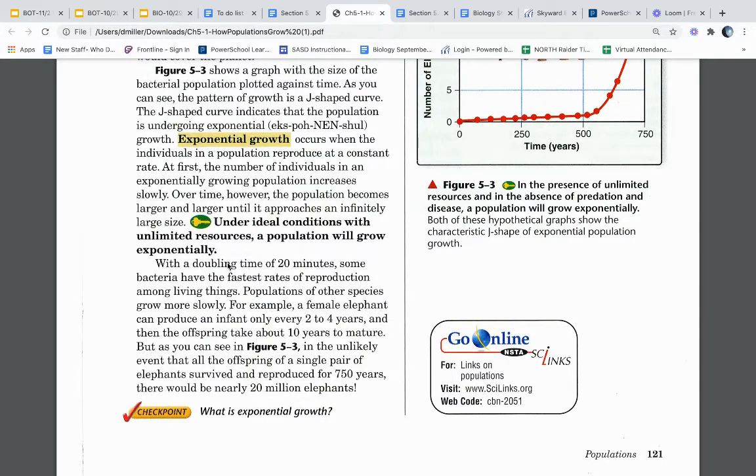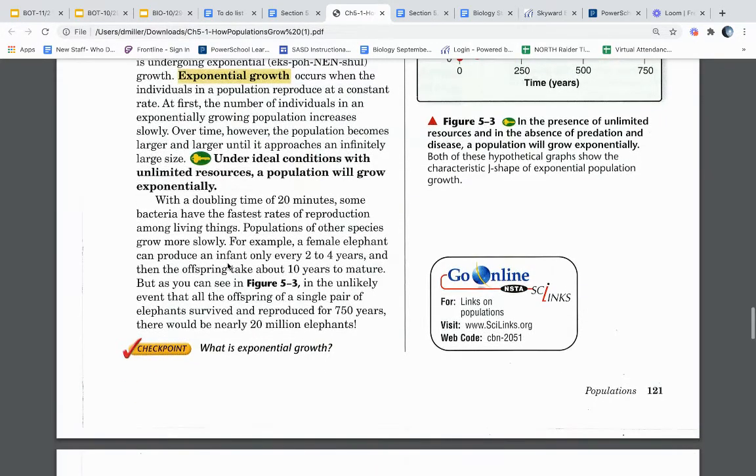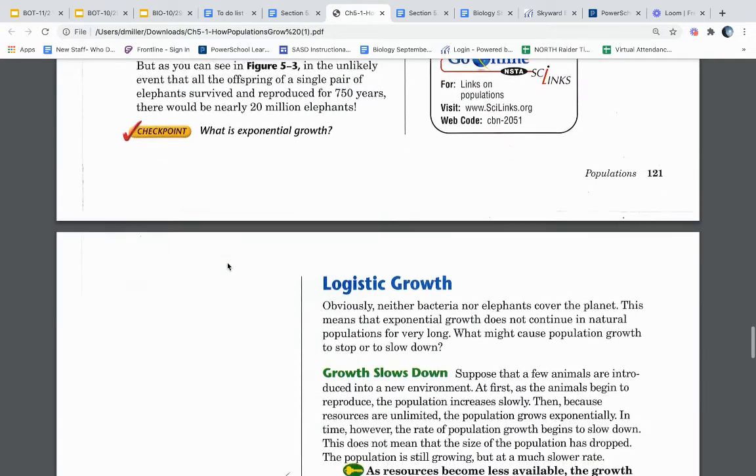With a doubling time of 20 minutes, some bacteria have the fastest rates of reproduction among living things. Populations of other species grow more slowly. For example, a female elephant can produce an infant only every 2 to 4 years. And then the offspring take about 10 years to mature. But as you can see in Figure 5.3, in the unlikely event that all the offspring of a single pair of elephants survived and reproduced for 750 years, there would be nearly 20 million elephants.